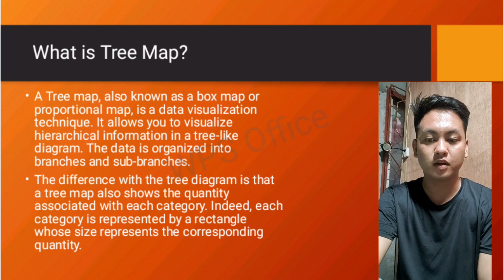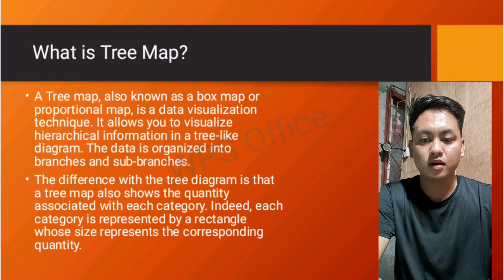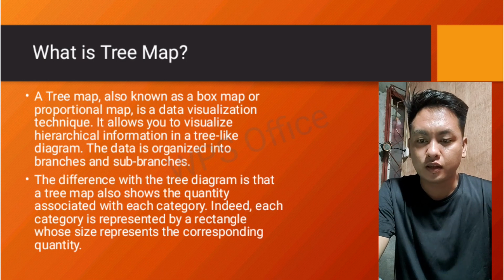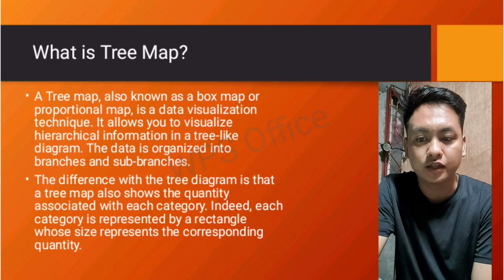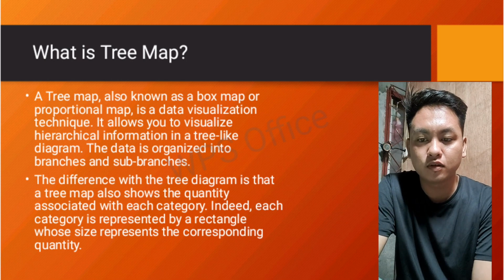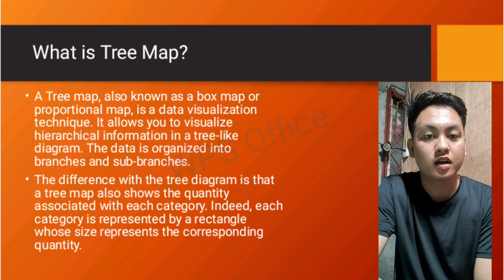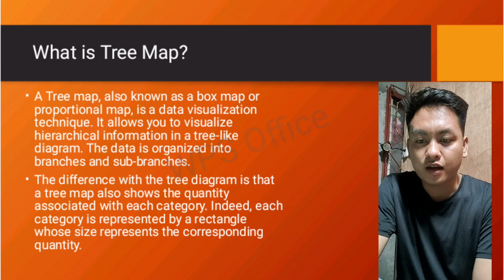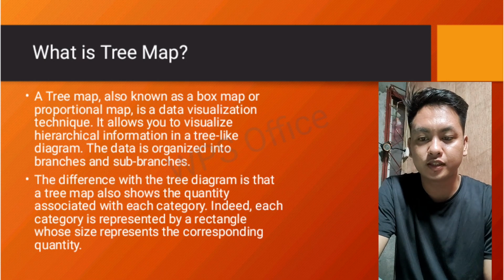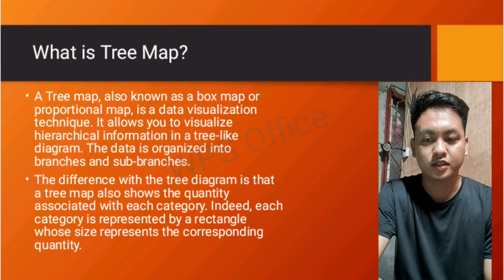What is a tree map? A tree map, also known as a box map or proportional map, is a data visualization technique. It allows you to visualize hierarchical information in a tree-like diagram. The data is organized into branches and sub-branches.